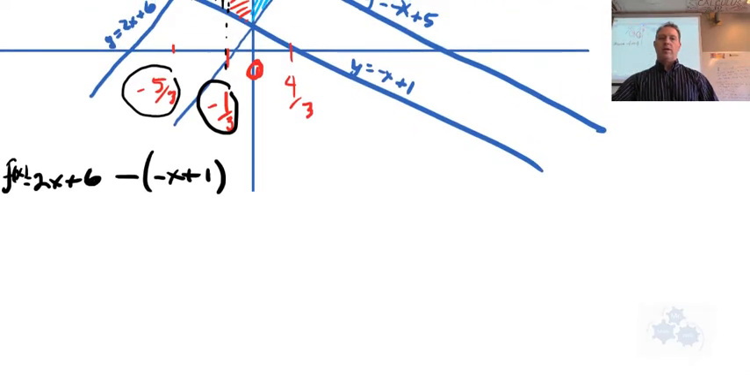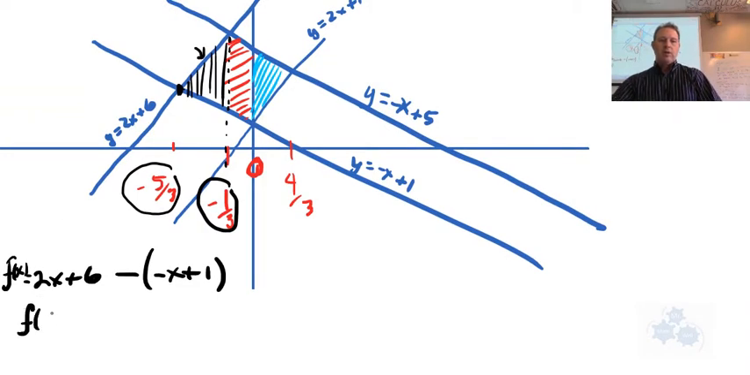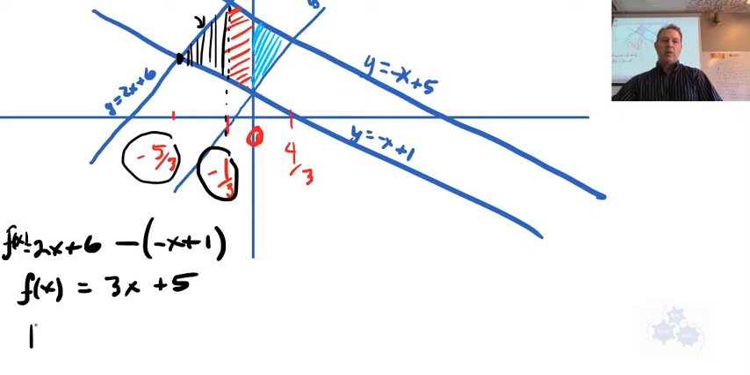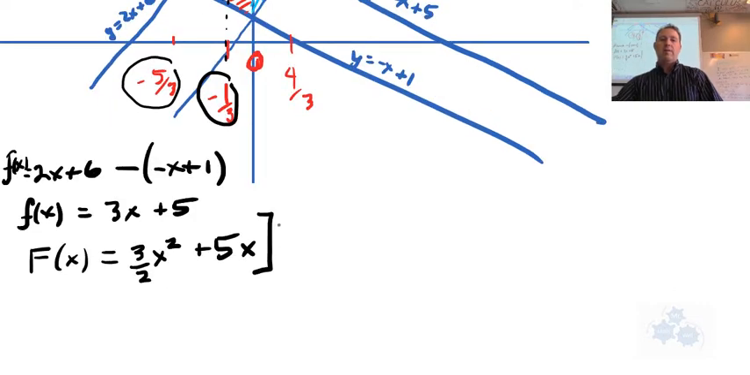So I'll do that one with you. So this new f of x here is, so what's 2x minus a negative x? That's 2x plus x, 3x, and 6 minus 1 looks like 5. That's the new function. So we want to take the antiderivative of that function, which equals what? 3 over 2 x squared. Good, good. Plus 5x. 5 just becomes 5x. Awesome. So now we want to evaluate this between what? Negative 5 over 3 to negative 1 over 3. And that will then equal our area 1 in black.